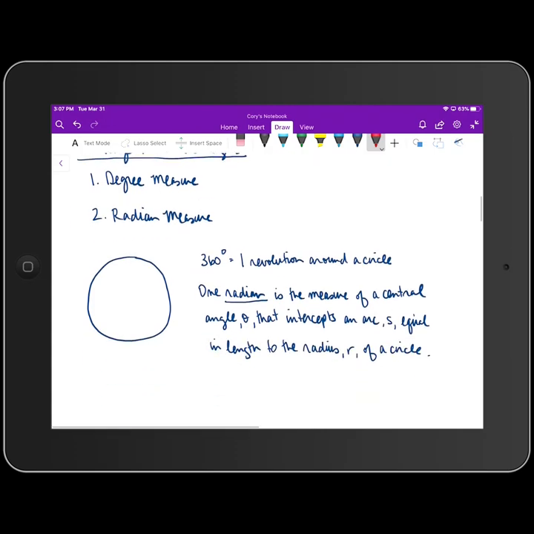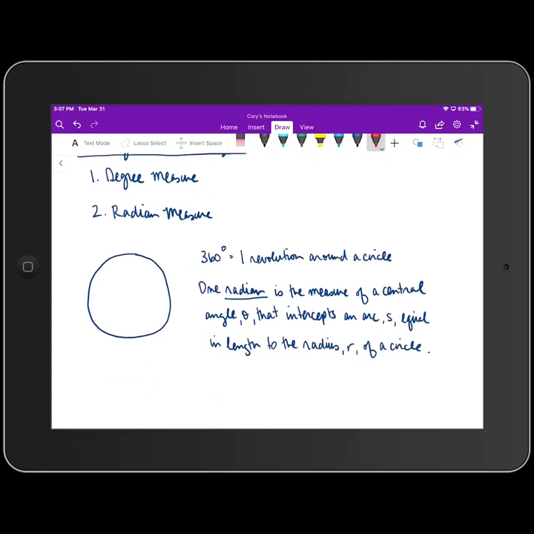Okay, so let's get into that relationship. I've drawn what's supposed to look like a circle to the left, and we know it takes 360 degrees to make one full revolution around a circle. We're going to define a radian as the measure of a central angle theta that intercepts an arc s equal in length to the radius r of a circle.